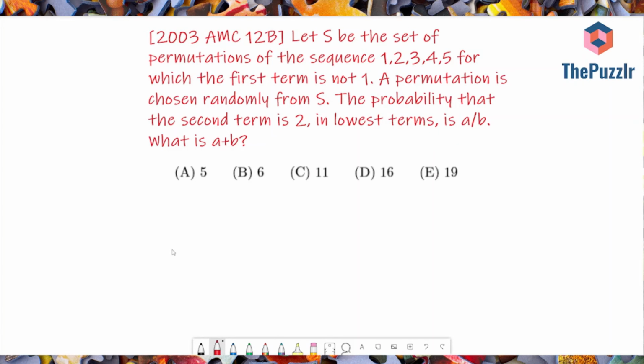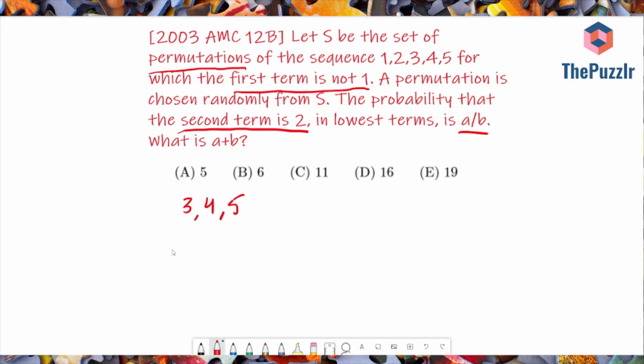So, 2003 AMC 12B. Let S be the set of the permutations of the sequence 1, 2, 3, 4, 5, for which the first term is not 1. So we want the first term not to be 1, and permutation tells us that order does matter. Our permutation is chosen randomly from S. The probability that the second term is 2 in lowest terms is A over B. What is A plus B? So we just can't let the first term equal 1. Okay, so then what if the first term is 3, 4, or 5? All these cases are symmetric. It doesn't change if the first one is 3, 4, or 5.